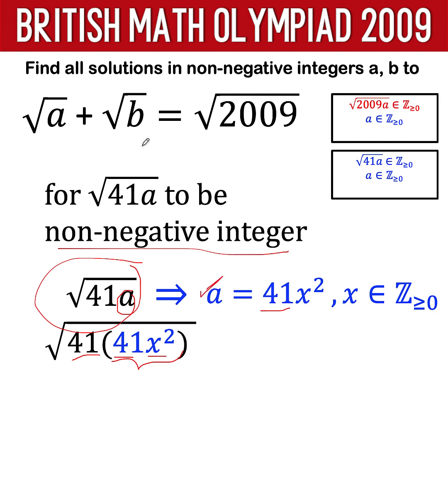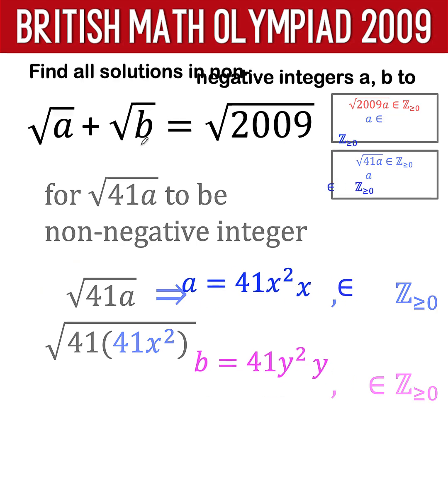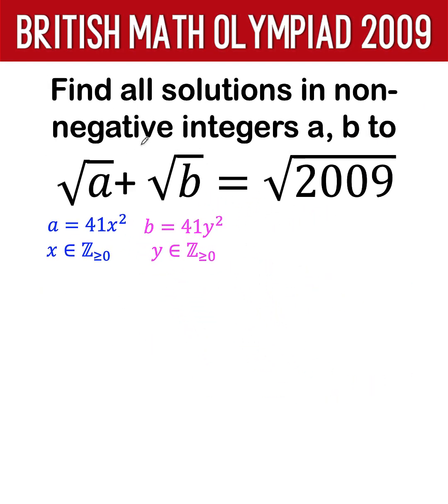Next, since a and b here can be interchanged without affecting the value of the equation, since this equation is symmetric, then if a is in this form, then b also must be in that form, only that instead of x squared, we have any non-negative integer y for this expression 41y squared. So we can now substitute this expression for a and for b into the original equation. And this is now what we'll have.